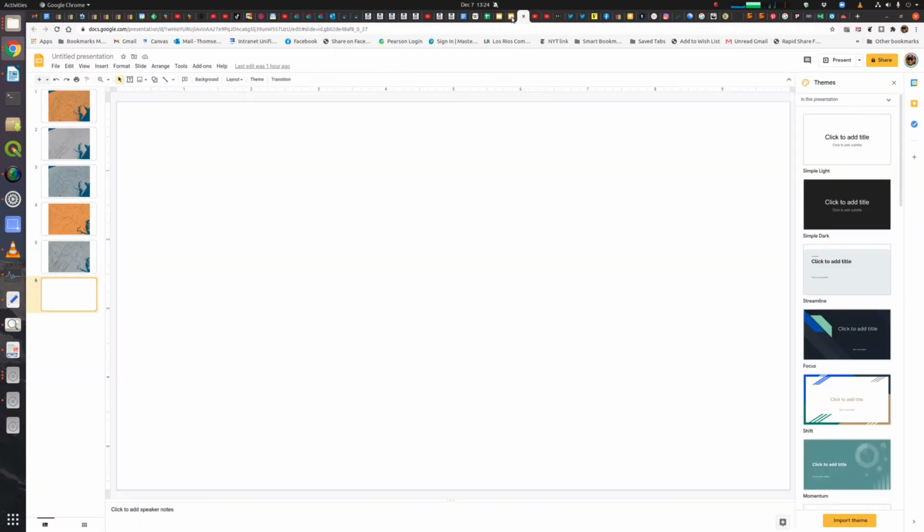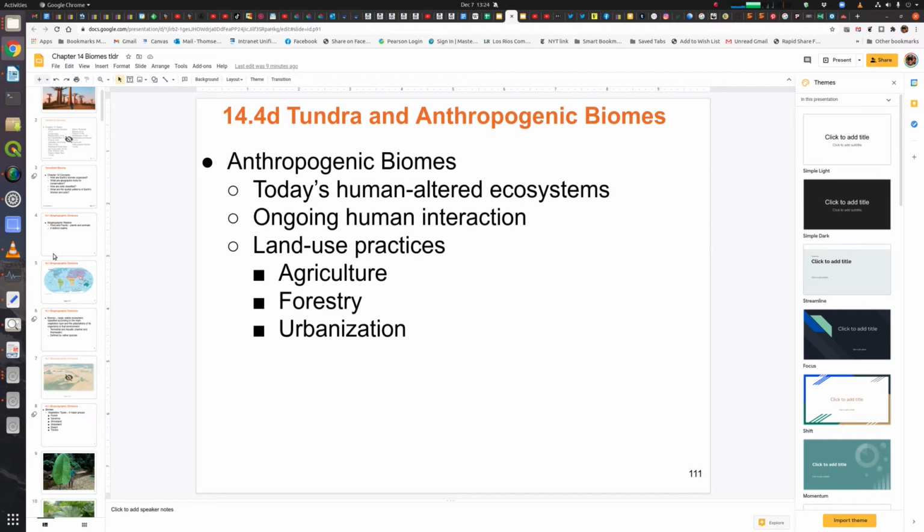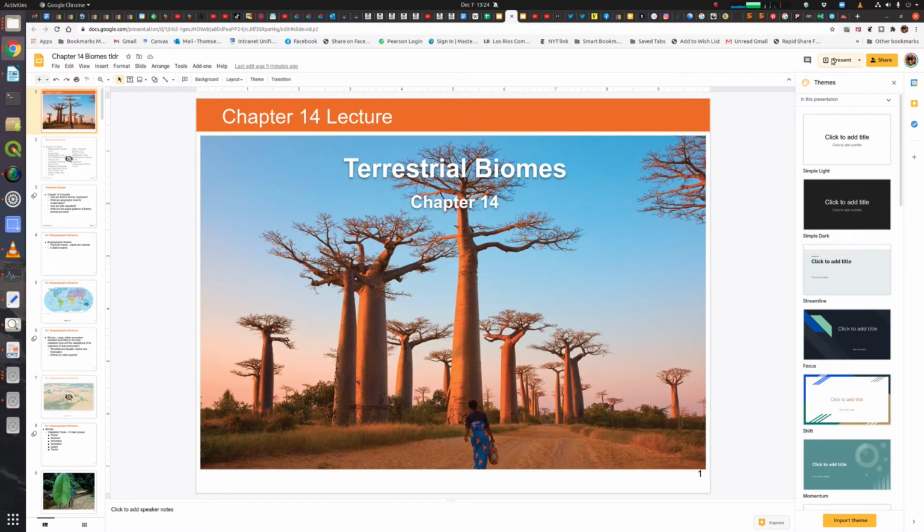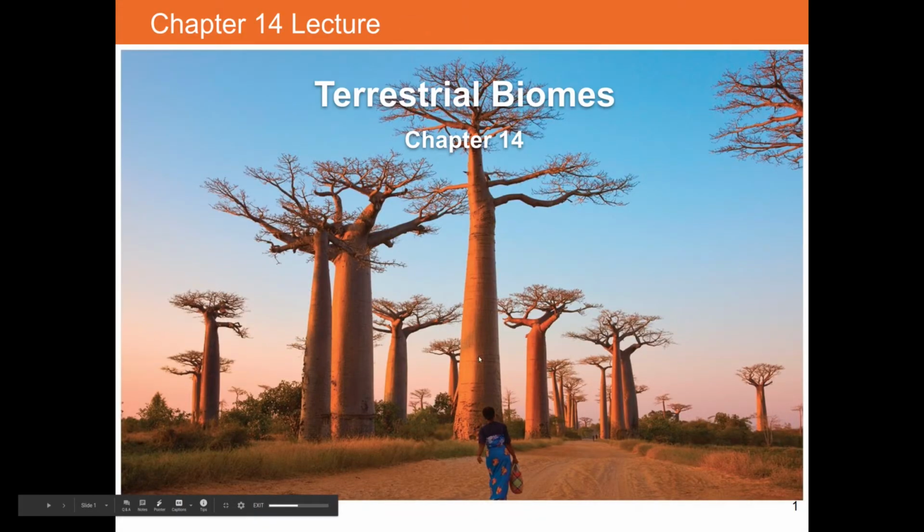And I'm just going to go right into the too long didn't read version of terrestrial biomes. I figure at this point in our relationship, you're probably okay handling the slide transition without me doing a smooth edit later. Anyway, so these are baobab trees.